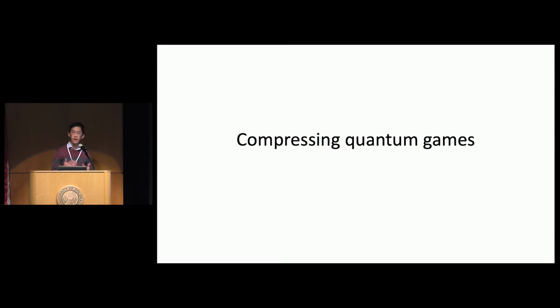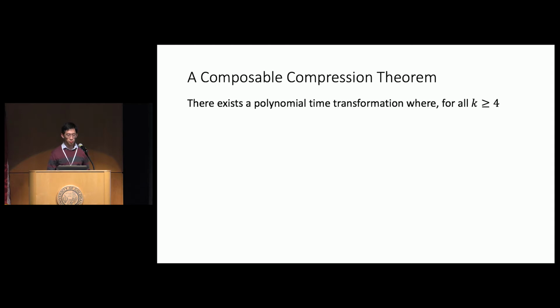Okay, so now I'm going to get into the main technique behind how we prove our complexity lower bounds. And it comes through this notion of compression of quantum games. It's a very general technique. The technique basically says, given a general quantum game G, we can efficiently transform it into another game G prime that's exponentially smaller. But the game is in some sense equivalent to the original game. Okay. So let me be more precise.